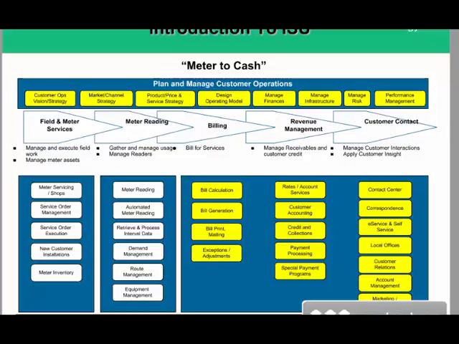Then there are billing services, which are bill calculation, bill generation, bill printing, exception and adjustment management. Then there are revenue management, rates and account services, customer accounting, credit and collection, payment processing. Then there is the customer contact center: correspondence, e-services and self-services, local offices, customer relations. In SAP ISU, all these are covered in their respective modules.